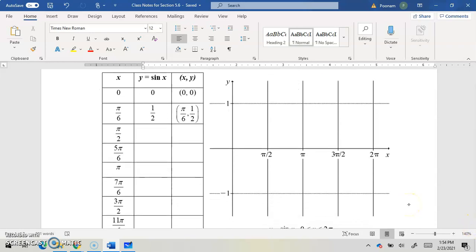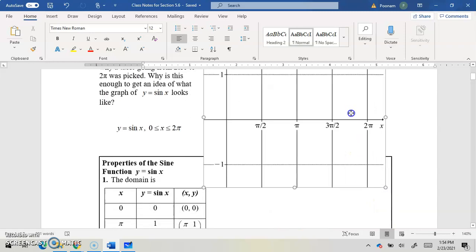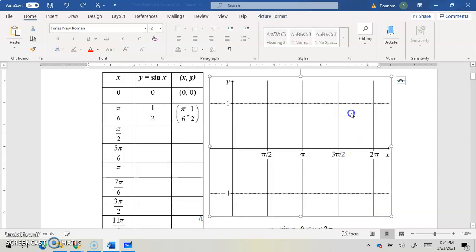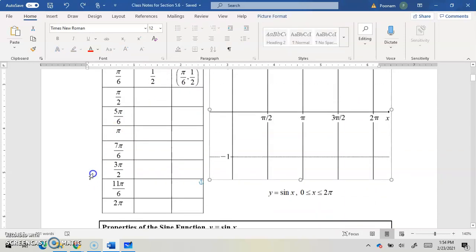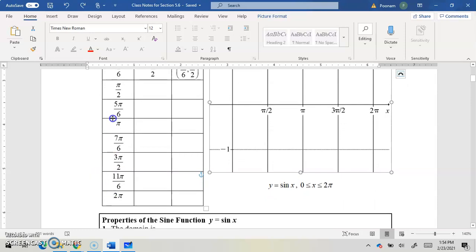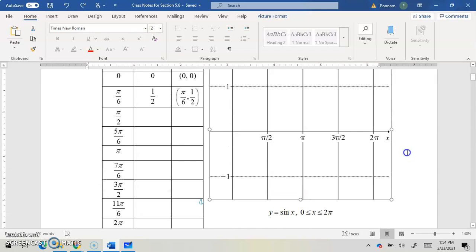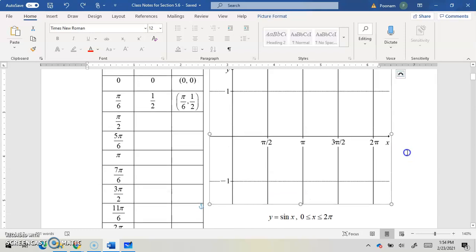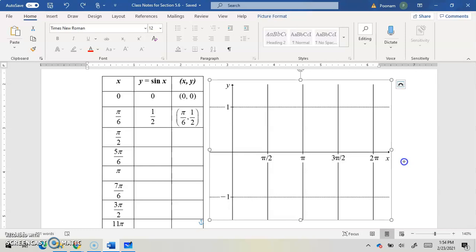So why do you think that is? As we learned in the last section, our sine function is a periodic function. That means after every 2 pi it repeats its behavior. So if we can draw the graph from 0 to 2 pi, we can just extend that further, right? From 2 pi to 4 pi and 4 pi to 6 pi and so on. It will be the same graph because it's periodic, it repeats itself. So let's find the values of all these points.